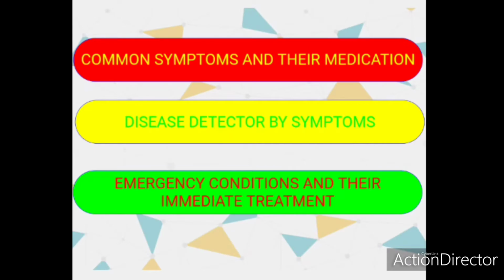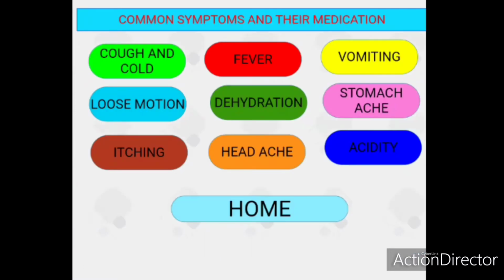So when you click on next, you find three options: common symptoms and their medication, disease detected by symptoms, and emergency condition and their immediate treatment. When you click on common symptoms and their medication, we get a total of 9 options: cough and cold, fever, vomiting, loose motion, dehydration, stomach ache, itching, headache, and acidities. These are the most common symptoms that we see in a human body.